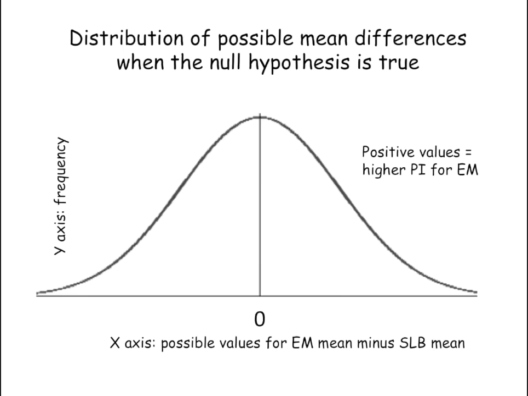The researchers begin by assuming that the null hypothesis is true, and then they create a model to represent this hypothesis. The x-axis shows all the possible values for the sample mean difference when there is no real difference in plaque accumulation between the two conditions. And the y-axis shows the frequency or proportion for these values. Mean differences favoring self-ligating brackets fall above 0, and mean differences favoring elastic modules fall below 0.